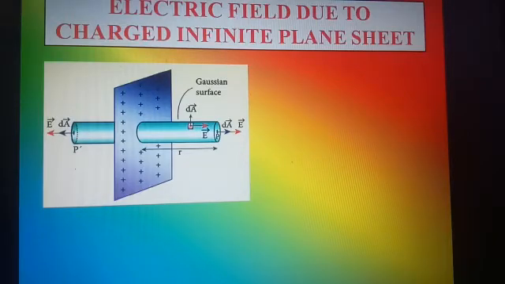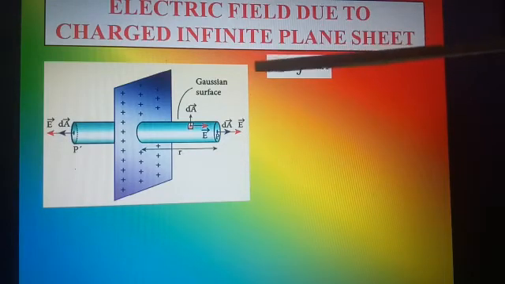Since the plane is infinitely large, the electric field should be the same at all points. Take a cylindrical Gaussian surface of length 2r and area A of the flat surfaces. Now apply the Gauss law for the cylindrical surface.